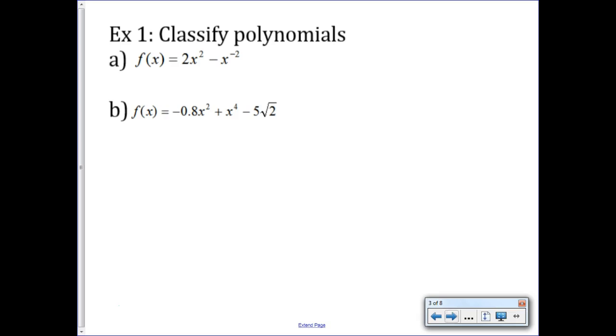So classify these polynomials. So in this first one, I see x to the second, and then I see x to the negative 2. Well, x to the second is the highest power, but that x to the negative 2 is a big red flag. That tells me this is not a polynomial. Okay, and then on B, I see x to the second, and I see x to the fourth. 5 radical 2 is just a constant. So x to the fourth is my highest exponent, so that's a degree of 4, so that is a quartic.